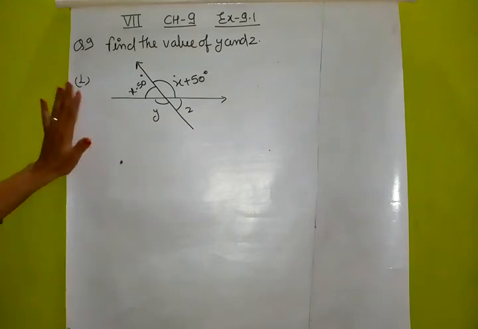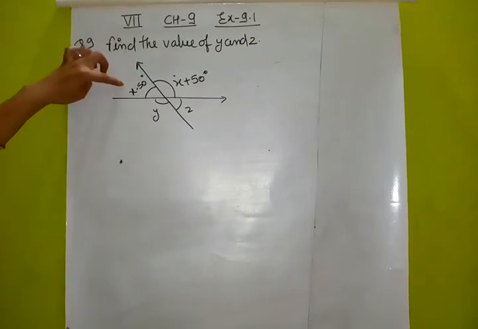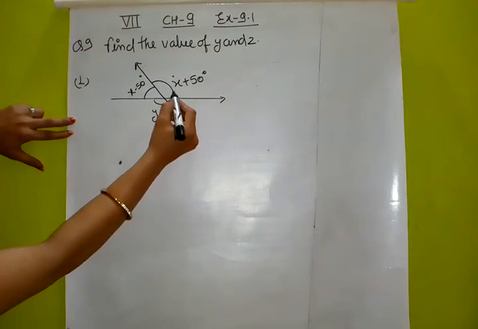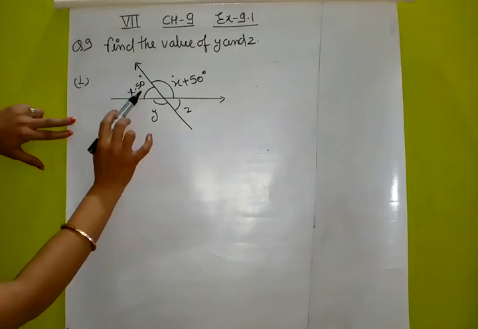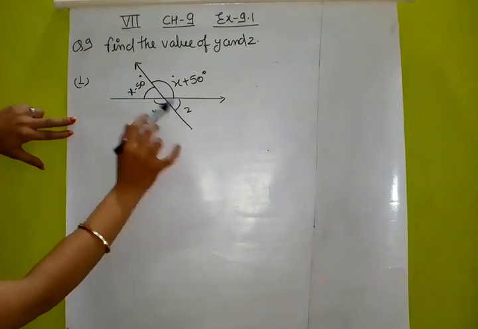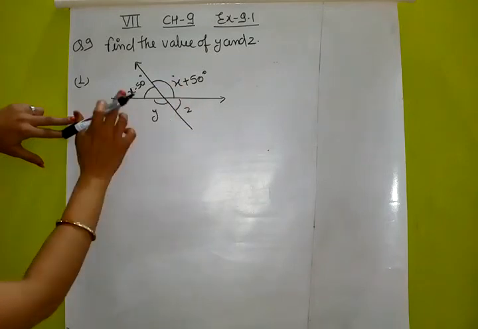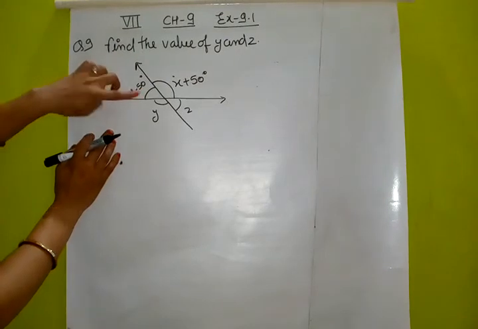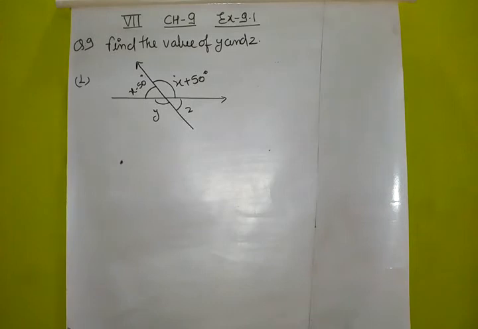So for this, first of all, we will find the value of this angle x plus 50 degrees and this angle x minus 50 degrees. After that, you can see this angle and this angle y, both are vertically opposite, they will be the same. And students, this angle x plus 50 and x minus 50, this is a linear pair. So their sum is 180 degrees. So x plus 50 plus x minus 50 is equal to 180 degrees.